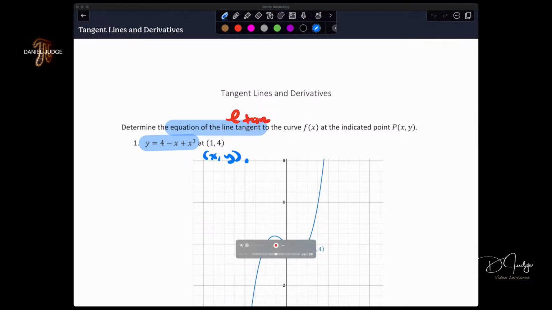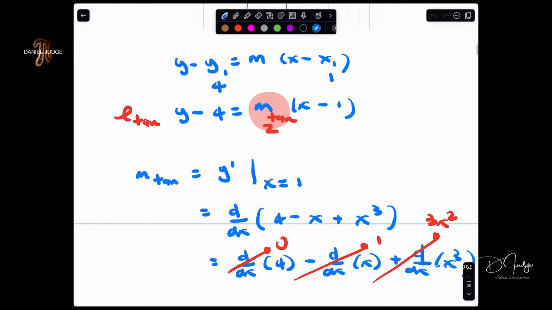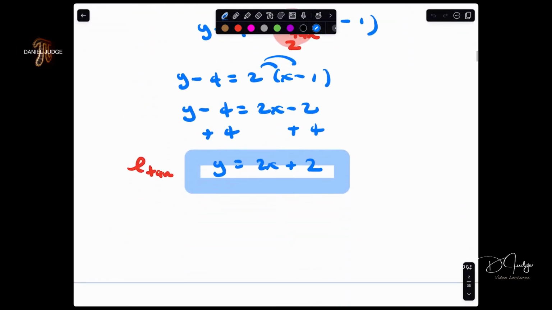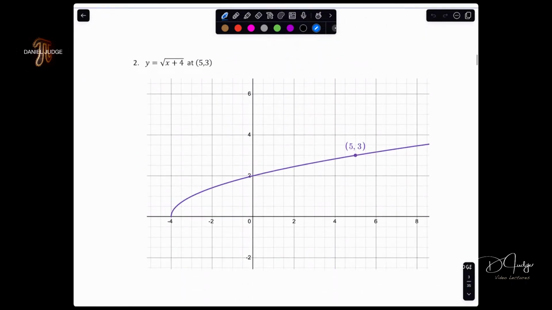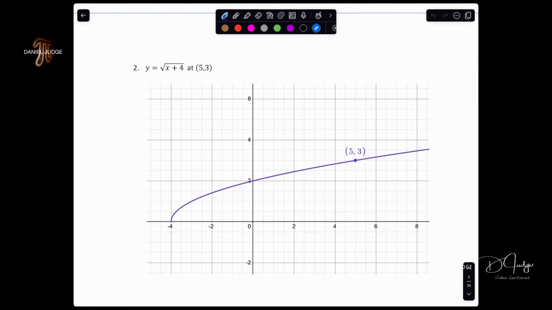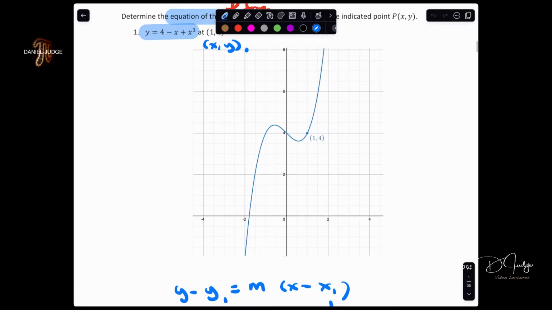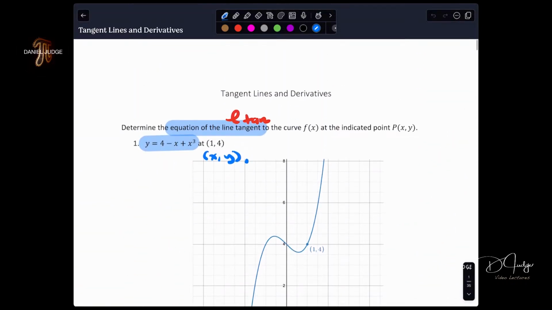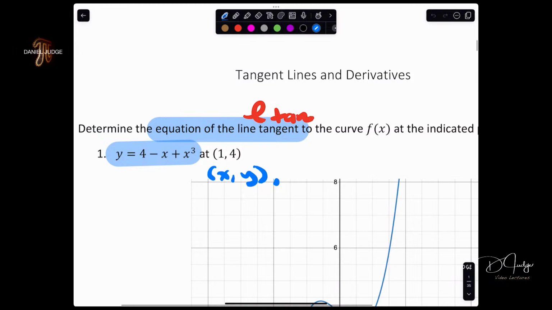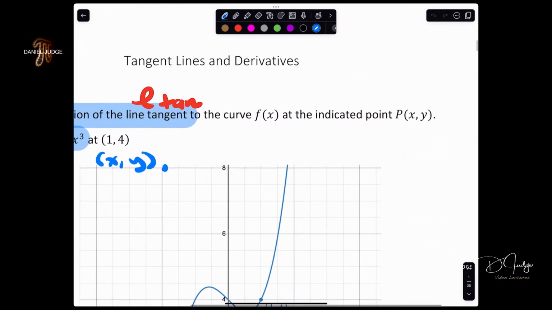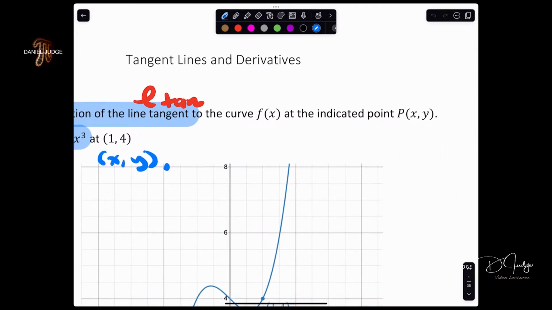Okay, we're going to work with tangents and derivatives. We're going to do the even numbered questions. So we're going to get started on that. We already did the odds. So in this example, we go back to what the instructions say. The instructions say determine the equation of the line tangent to the curve at the indicated point P.